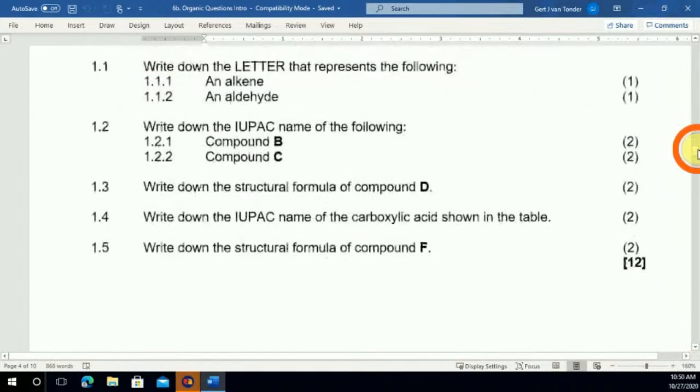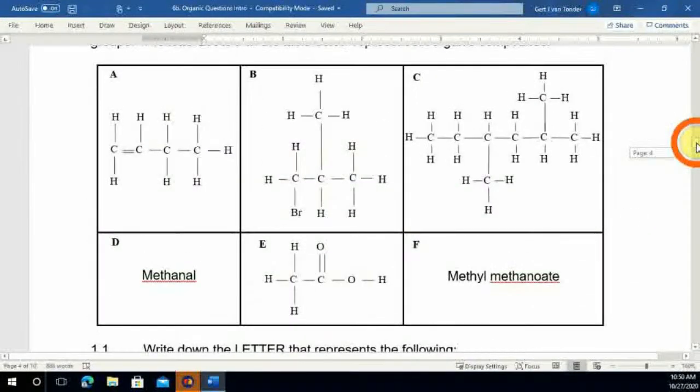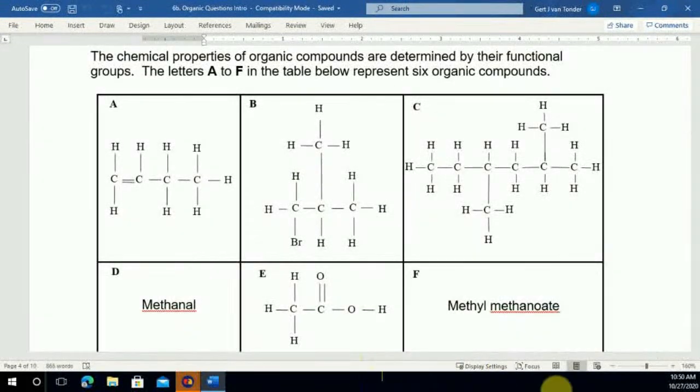And then they wanted us to name C as well. So if we look at C, we named C early on, we numbered from this side. That's carbon number 1, 2, 3, 4, 5, 6, and a methyl group on number 2. So it's 2,4-dimethylhexane.